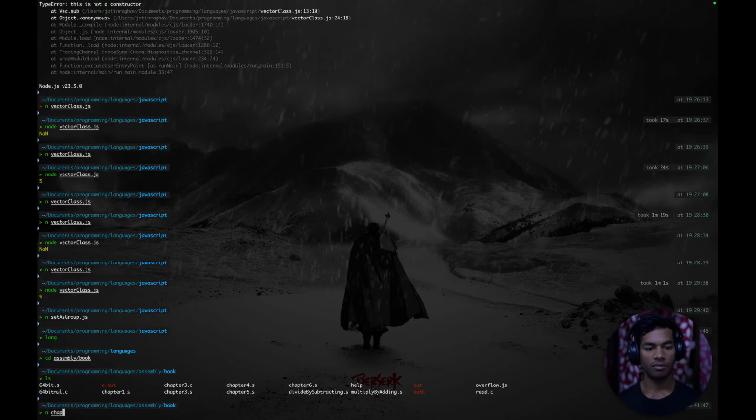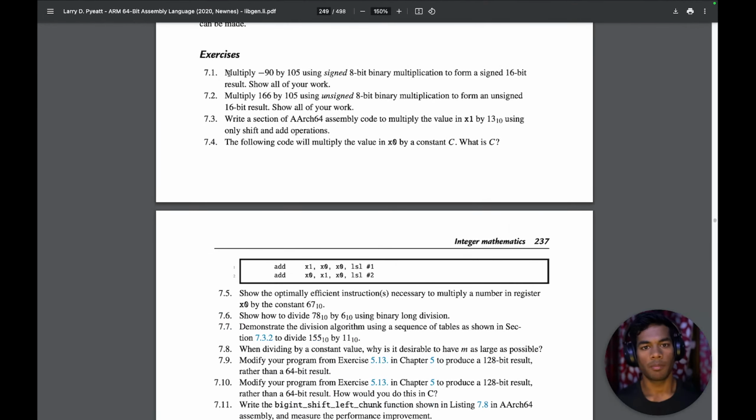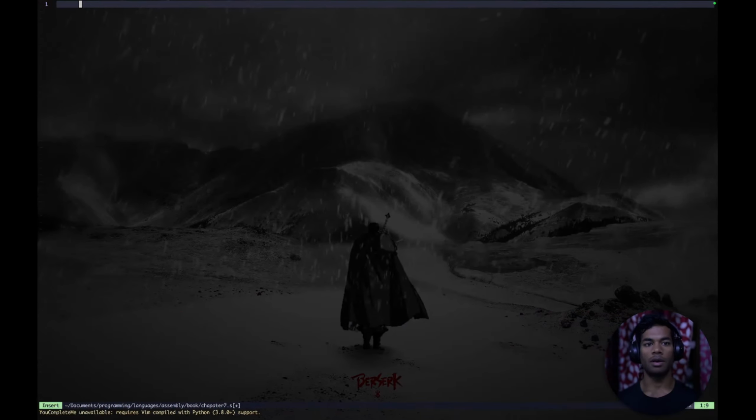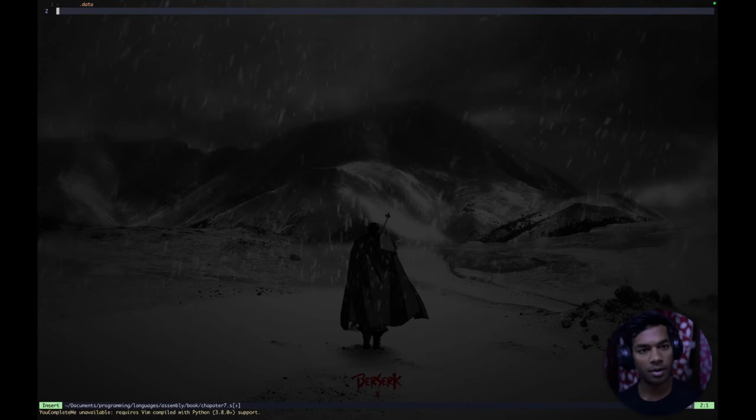and in chapter 7.s here: multiply minus 90 by 105 using signed 8-bit binary multiplication to form a 16-bit result. Show all of your answers. Multiply minus 90 by 105. Okay, well, I will use the .data section to print the result. So let me do that.